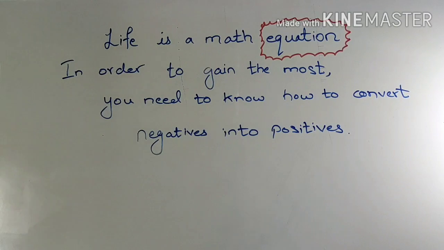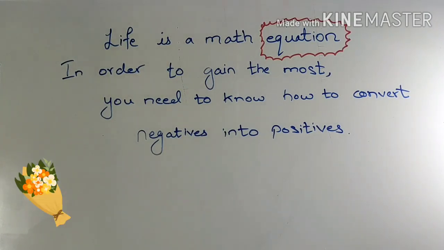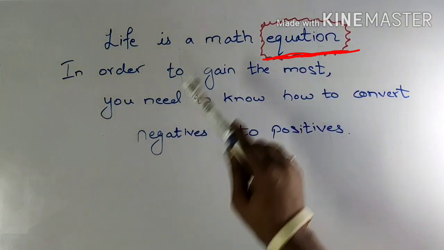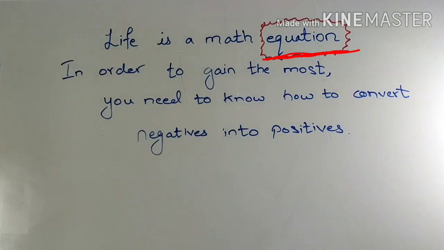Today we'll be doing a new chapter, and let's begin it with a positive quote. Life is a math equation. In order to gain the most, you need to know how to convert your negatives into positives. So moving ahead, if you see that I have highlighted this word equation, that means our chapter revolves around this word equation.